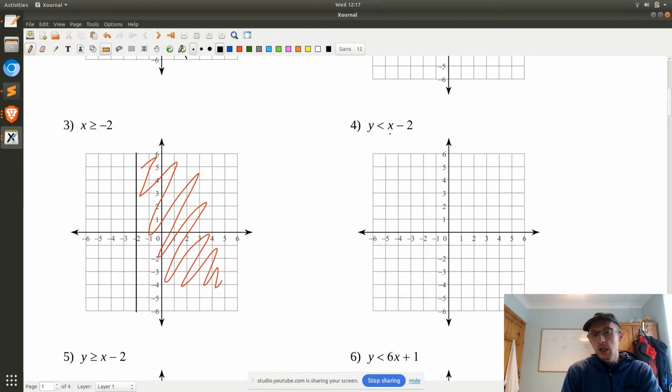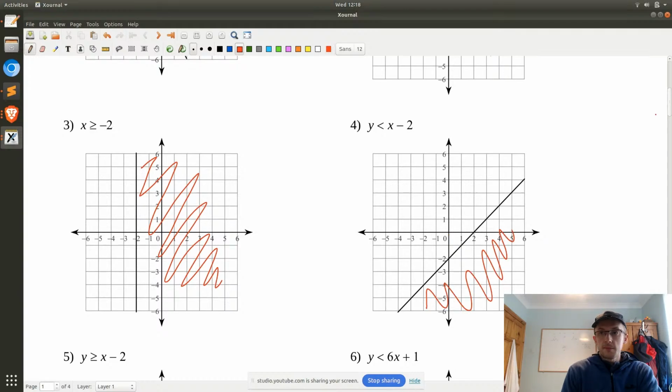Here, solving the linear, y equals x take 2. Confirmed. Just there, like that. Stick in 0 in both places. Is 0 less than -2? No. So the origin is excluded.